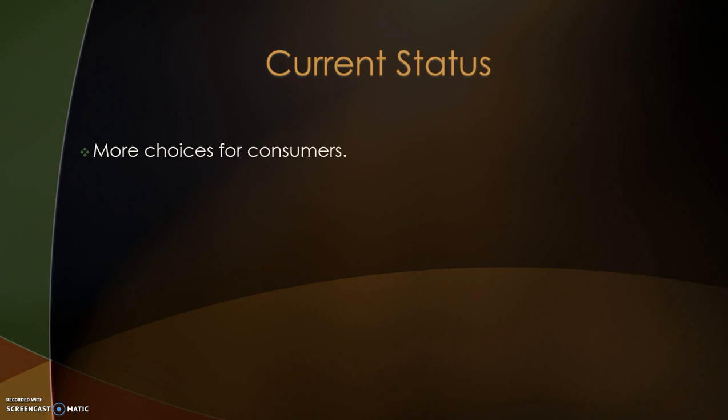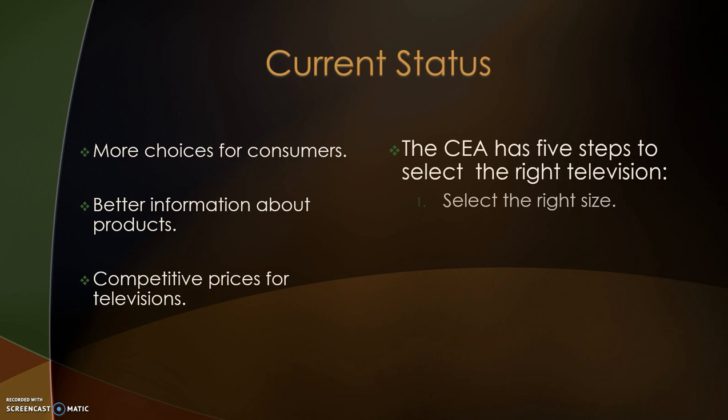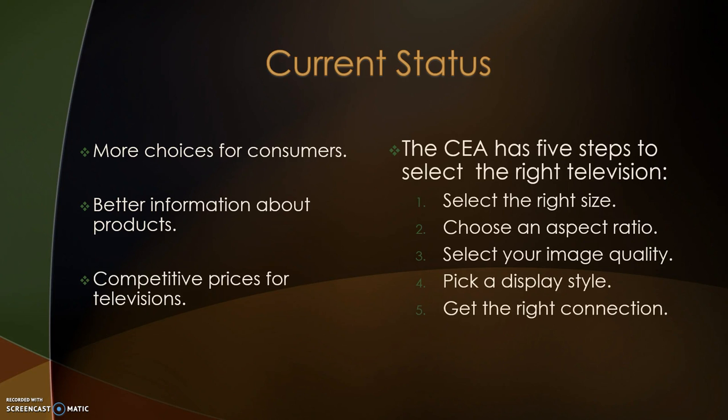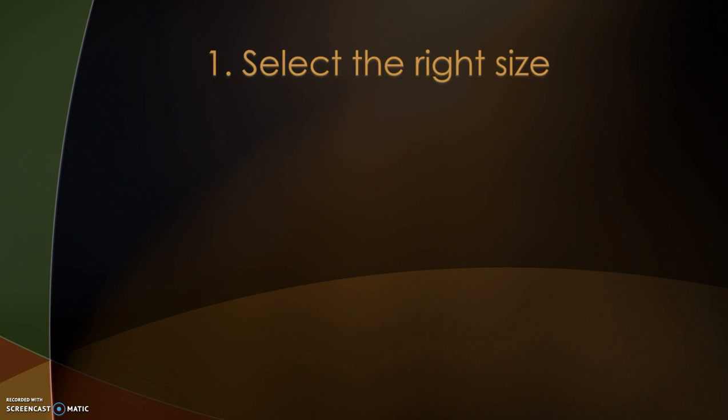Now, the current status of home video is that we have more choices as consumers, and there is better information about products, thus we can make better choices and expand our choices, and because of so many competitive prices from the manufacturers, we have better options. The CEA has 5 steps to select the right television: select the right size, choose the aspect ratio, select your image, pick a display style, and get the right connection.